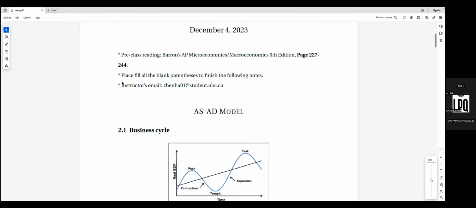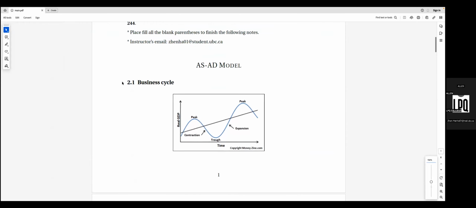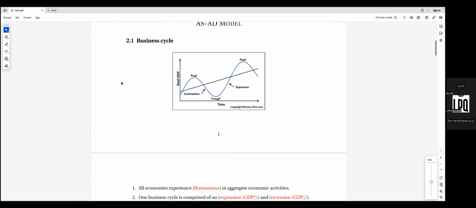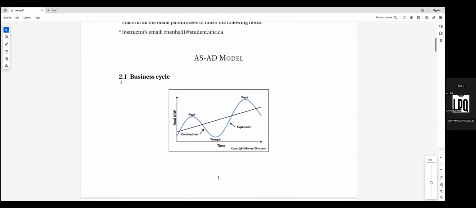But first, make sure you have a copy in your hand. First step, I want to talk about the reason, the goal of building this specific model, the AS-AD model.